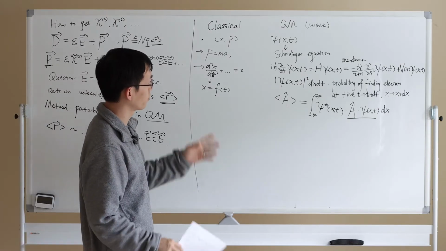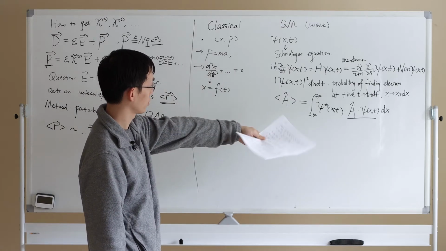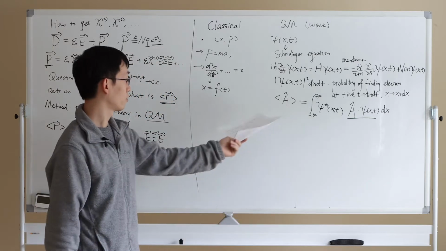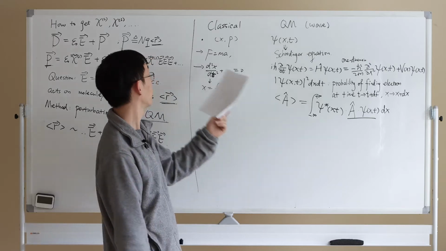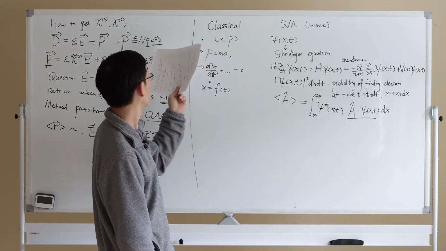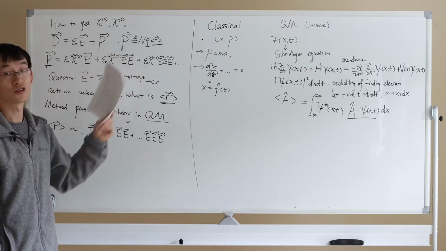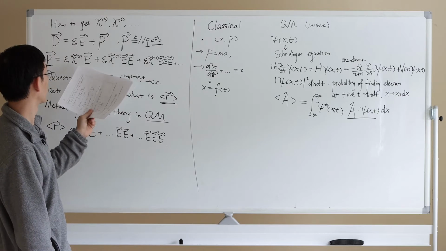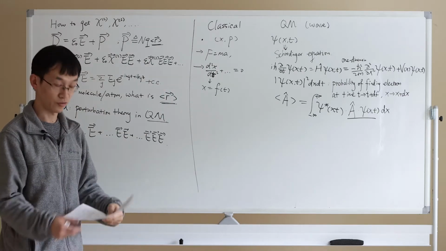The workflow will be very straightforward. We use the Schrodinger equation, we solve the wave function, and then we use this equation to calculate the expected value of R. Then we plug this back in, and we get all these coefficients. Of course, we need to expand R in terms of e squared, e to the third, and then you will get all these coefficients.